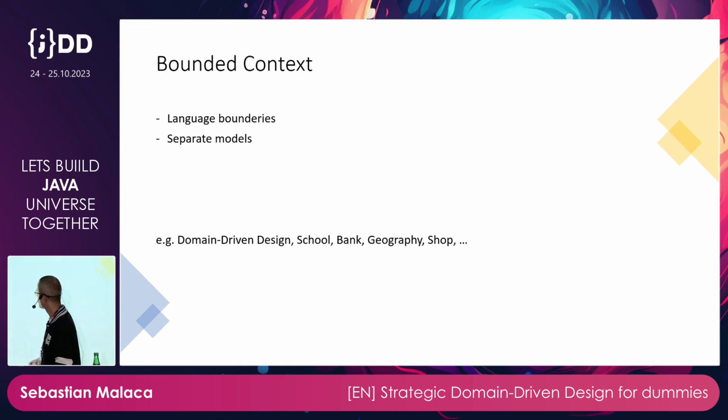What are the contexts? Domain-driven design can be our bounded context. If I tell you, okay, let's talk about domain-driven design, I will use words like entity, value object, aggregate. You know what that means. But if I tell you, let's talk about persistence, and I use the word entity, you can treat it a little bit differently. Because entity in the domain-driven design context is not the same as in the ORM context. And we can have other contexts: school, bank, geography, shop, and so on.